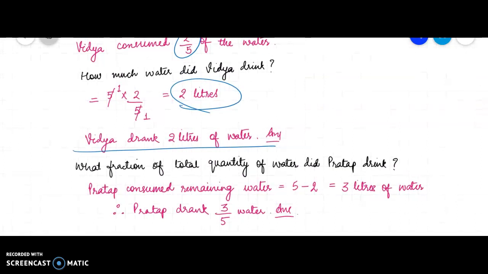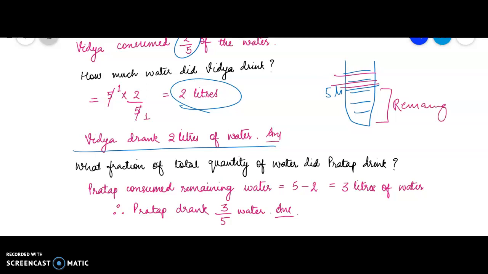Now what about Pratap? Suppose this is a water bottle and this is 5 liters of water, out of which some part Vidya has already drunk. Now the remaining water, this remaining water is what Pratap drank. Now the question is asking what fraction this is of that total quantity.